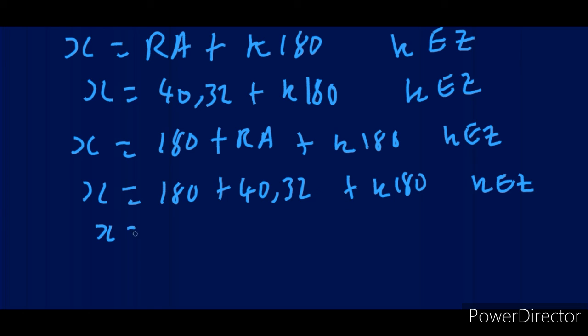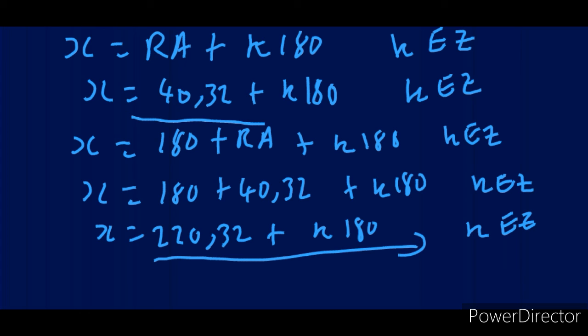And then from here, we have x is equal to 220.32 plus k times 180. K is an element of integers. And there we have it. These are our two general solutions.